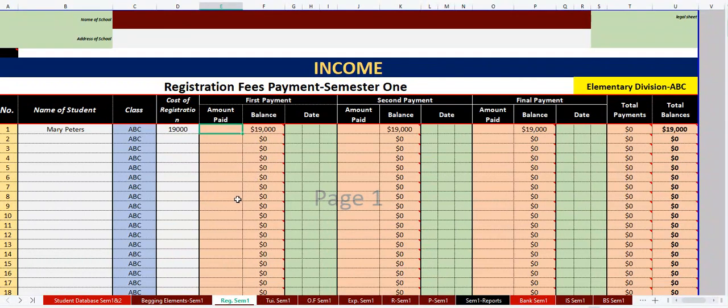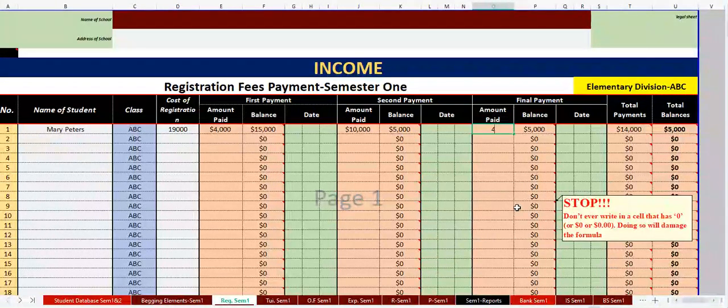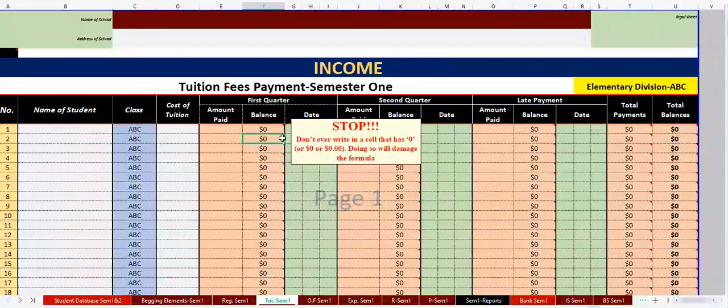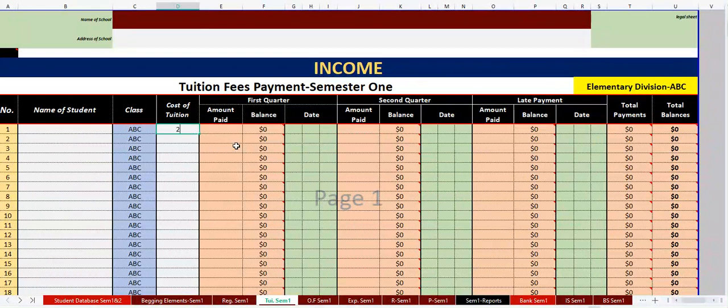Now for the first payment, Mary paid 4,000 the first time. Second time she paid 10,000, and then the final payment time, she paid, let's say, 4,700. All right. So she is left with a balance of 300. Great. So that was for registration. And tuition is 25,900.